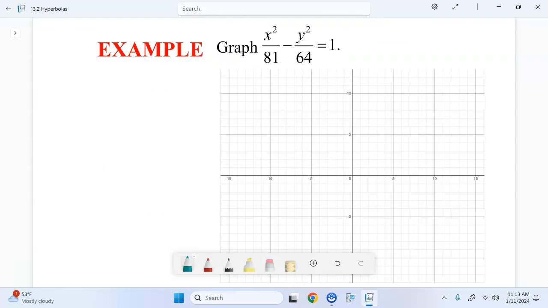Whenever we're graphing, what's the first thing that we want to find? Center. This one has a nice, easy center. Where's our center? 0, 0. We're not adding anything to h, or for x. We're not adding anything to y. We don't have an h or a k. So we've got our center at 0, 0. Okay? So we want to start with center.